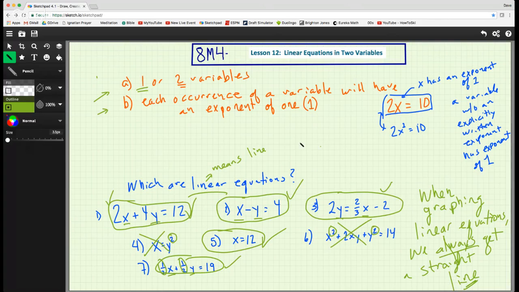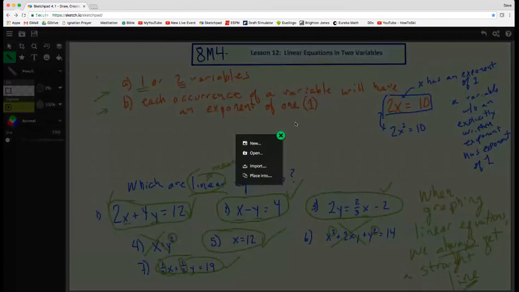Line, linear. That's where we get the word linear. Okay, let's move forward and let's actually do some of this. Let's work with these linear equations and start to understand them a little bit better. Okay, so let's go here.